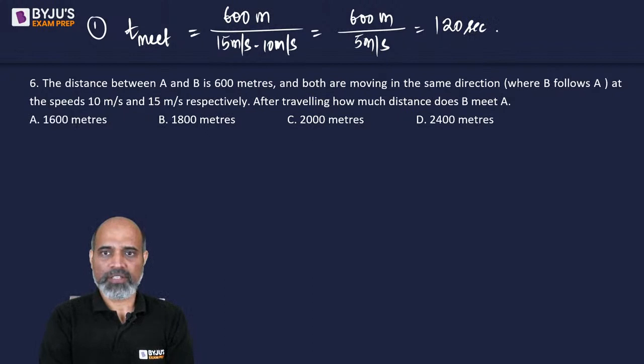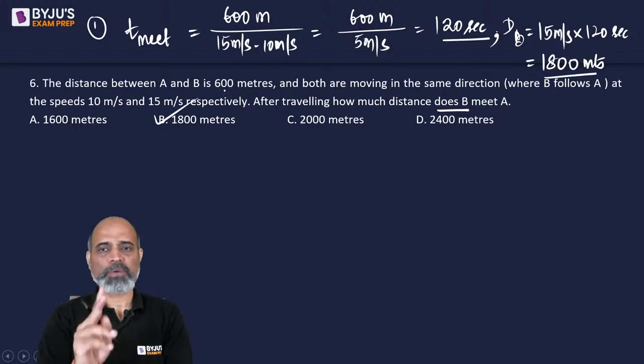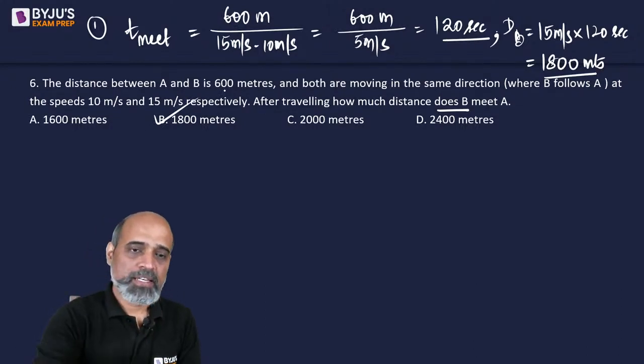And let's stop it here. Now the question is, after traveling how much distance does B meet A? So we have to find B's distance. Distance covered by B will be its speed, 15 meters per second, into the time for which B was moving. B was moving for 120 seconds and A was also moving for 120 seconds. So 15 into 12 is 180, followed by another 0 from 120. So 1800 meters should be the answer. So that is your first method. The second approach.